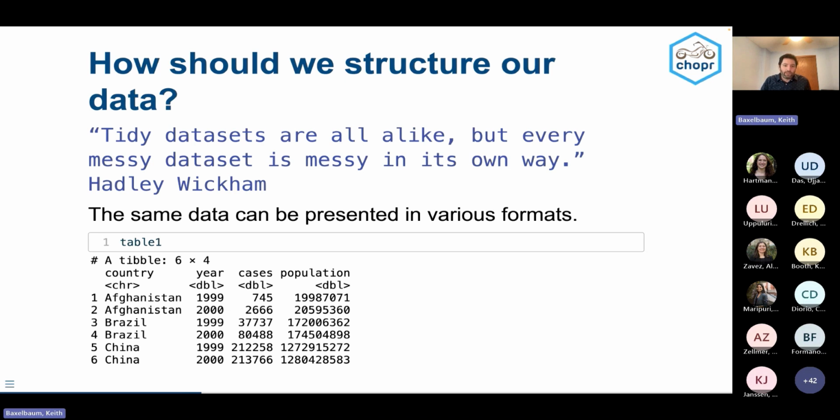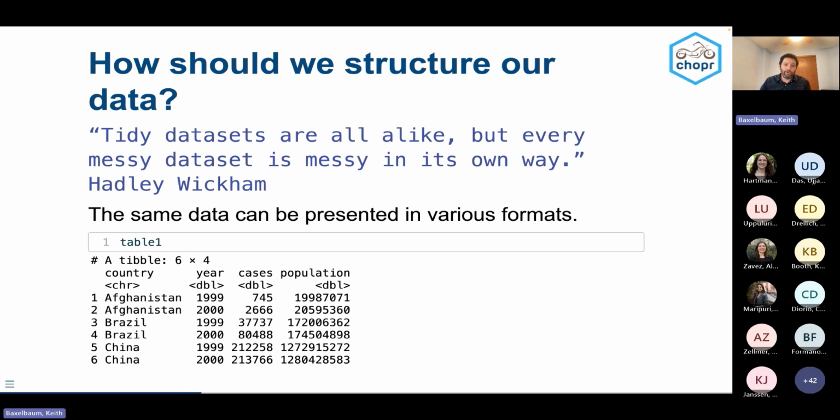And what we'll see is that there's kind of an infinite number of possible ways we could represent the same data set. So for example, here in table 1, what we can see is there's a column for country and there's a column for year. And then there's a separate row for each country for each year. So there's one row for Afghanistan in 1999, one for Afghanistan in 2000, one for Brazil in 1999, and so on and so forth. And then there's separate columns for each of the variables we're measuring.